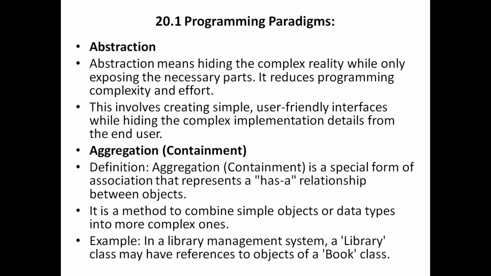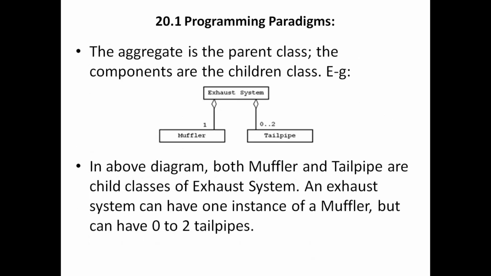Aggregation, containment. It is a special form of association that represents a relationship between objects. It is a method to combine simple objects or data types into one complex one. For example, in a library management system, a library class may have references to objects of a book class. The aggregate is the parent class. The components are the child class, like this. Exhaust system can have muffler and tailpipe. There can only be one muffler, whereas there can be up to 2 tailpipes.